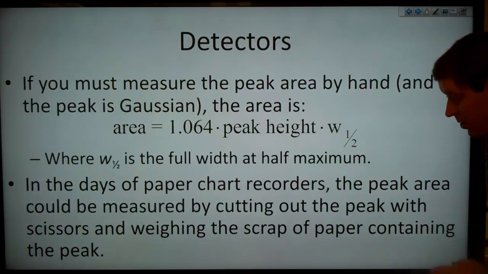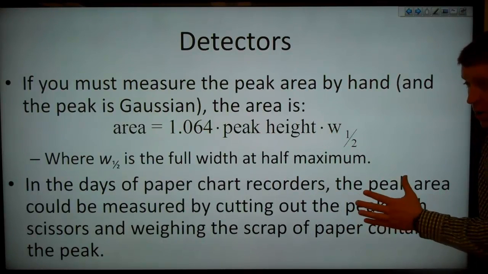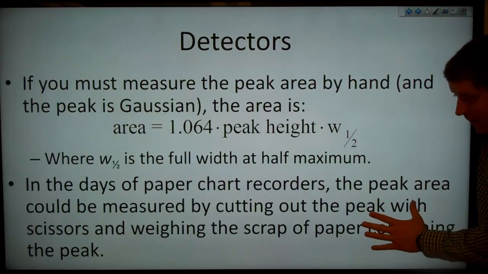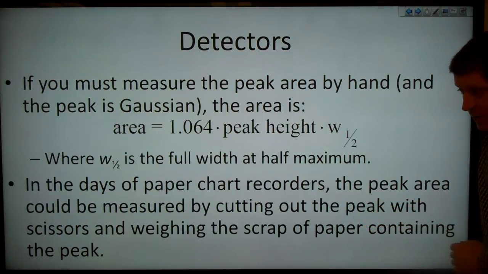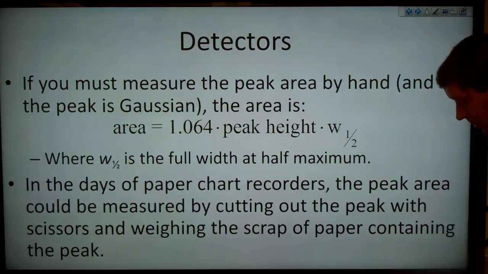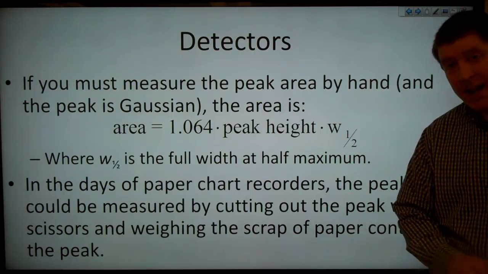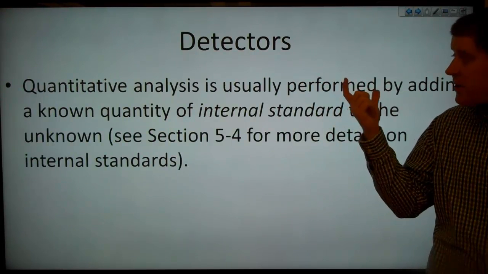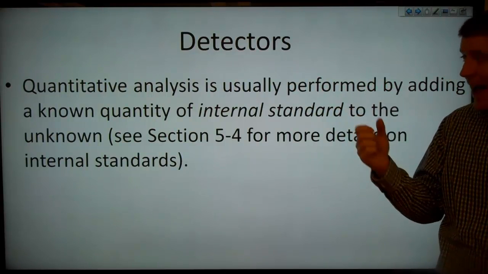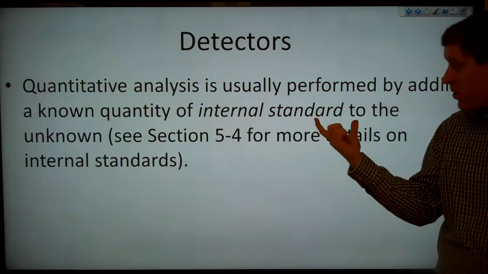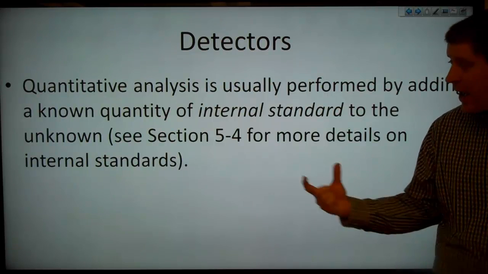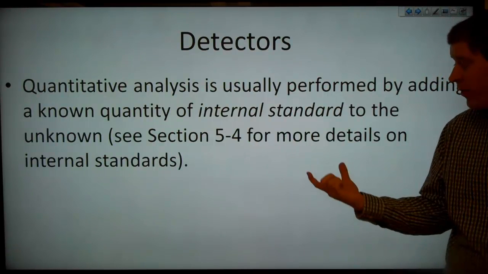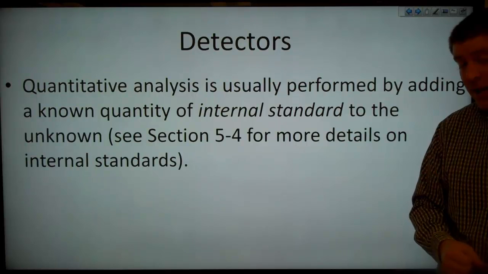In the days of paper chart recorders, the peak area could be measured simply by cutting out the peak with a pair of scissors and weighing the scraps of paper that contained that peak. Quantitative analysis is usually performed by adding a known quantity of internal standard to our unknown, and see section 5.4 for more details on internal standards.